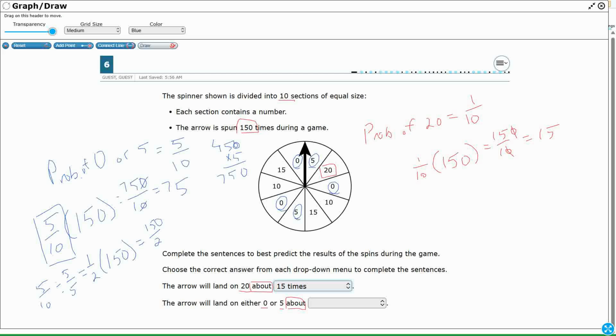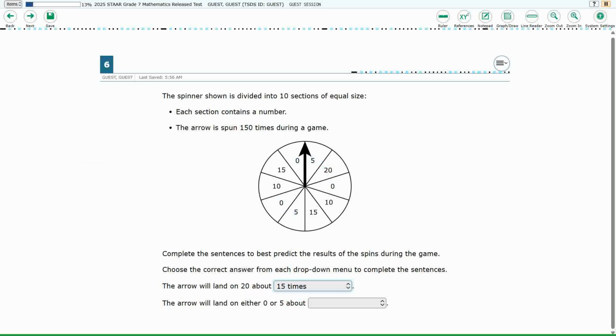Now, let's do our 150 divided by 2. If you can't do that mentally, that's fine. Still go ahead and do your long division. That's going to be 75. And you notice it's going to be the exact same answer because 5/10 and 1/2 are the same. So whether you get it there, or whether you get it there, your answer is going to be 75 times as the prediction for landing on either 0 or 5. And there you go. That's the 2 points.